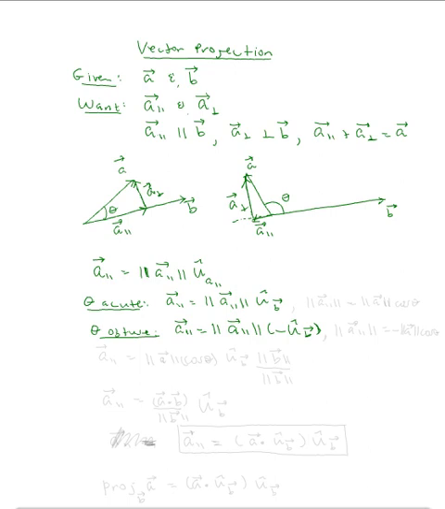Well, using the definition of the cosine function, in the acute case, we see that the magnitude of A parallel is equal to the magnitude of A times the cosine of theta. And in the obtuse case, we see that the magnitude of A parallel is equal to the negative of the magnitude of A times the cosine of theta. So in either case, whether theta is acute or obtuse, our formula becomes A parallel is equal to magnitude of A times cosine of theta times the unit vector in the direction of B.